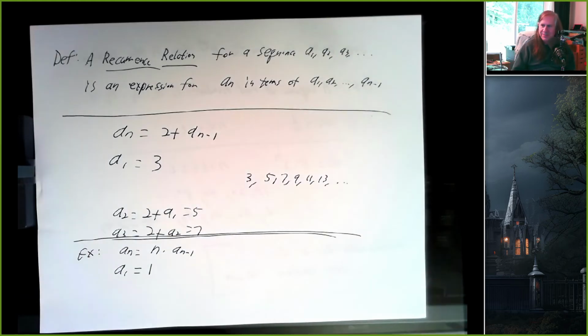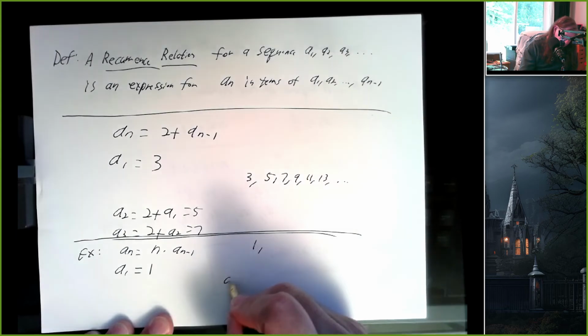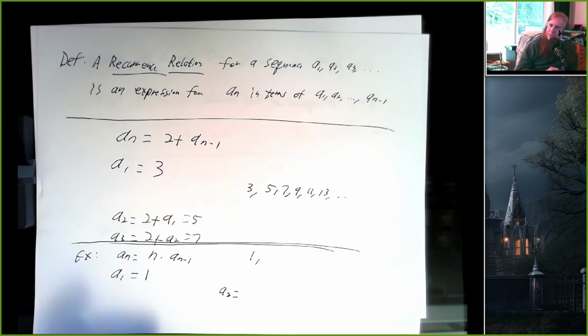What do the elements of this sequence look like? So I agree A1 equals 1. What is A2 equal to?